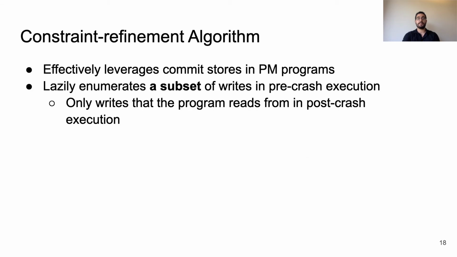Our constraint refinement approach works well for persistent memory programs because it effectively leverages commit stores, which are a common technique to achieve efficiency. In fact, Jaaru does not eagerly enumerate all pre-crash stores. Instead, it lazily enumerates a small subset of them that are actually read by a post-crash execution.